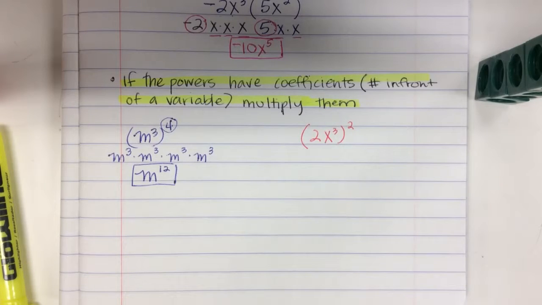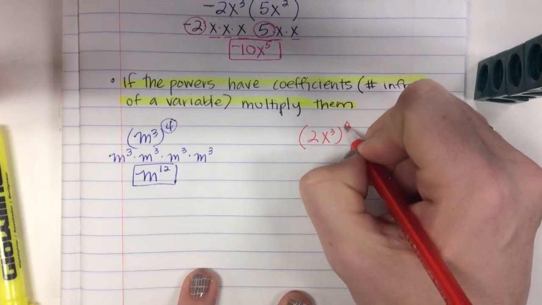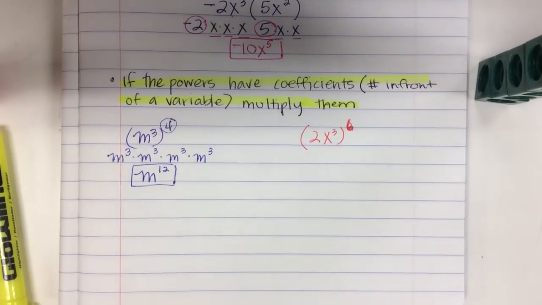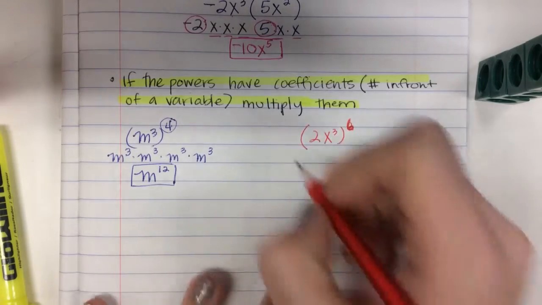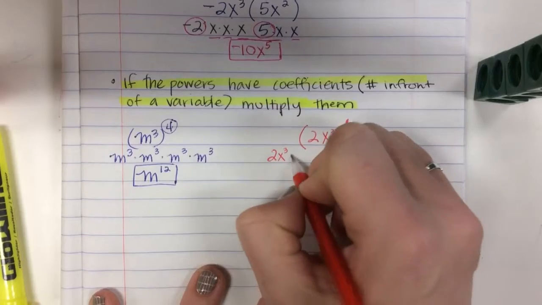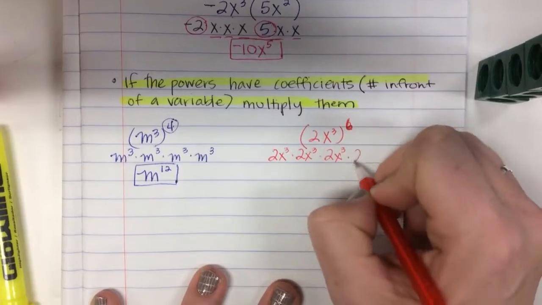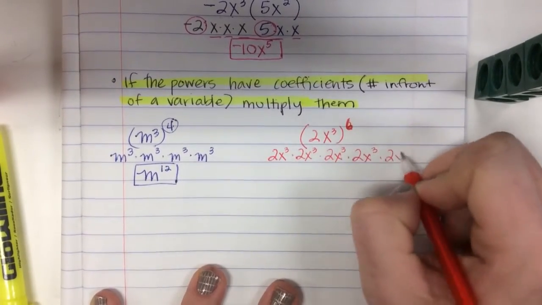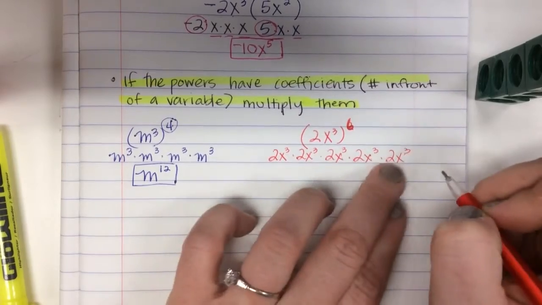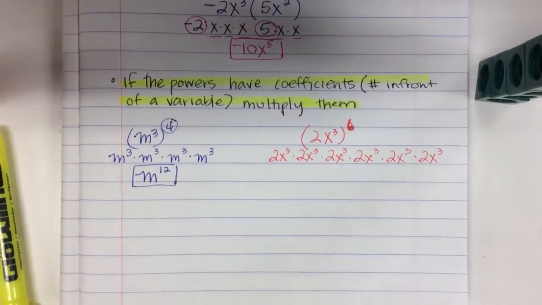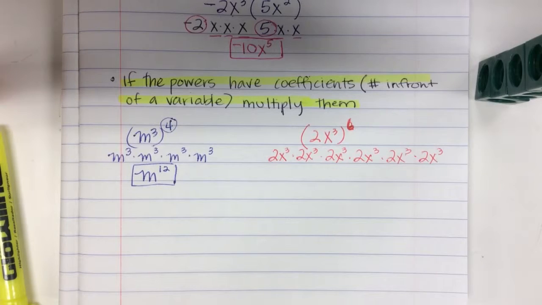2x to the third. I'm going to make this to the 6th. Let's make it really hard. 2x to the third to the 6th. Hold on. When in doubt, write it out. 2x to the third, 2x to the third, 2x to the third, 2x to the third, 2x to the third, 2x to the third. Okay.